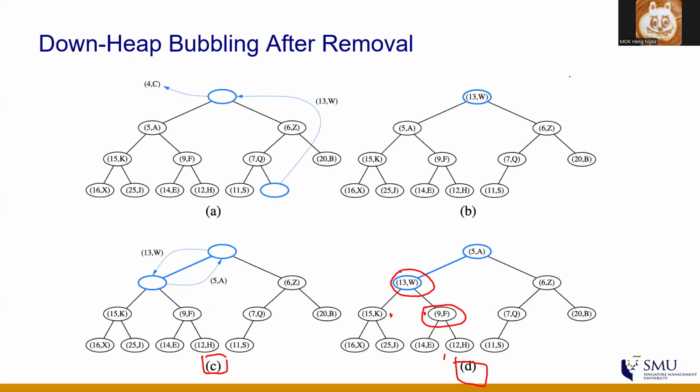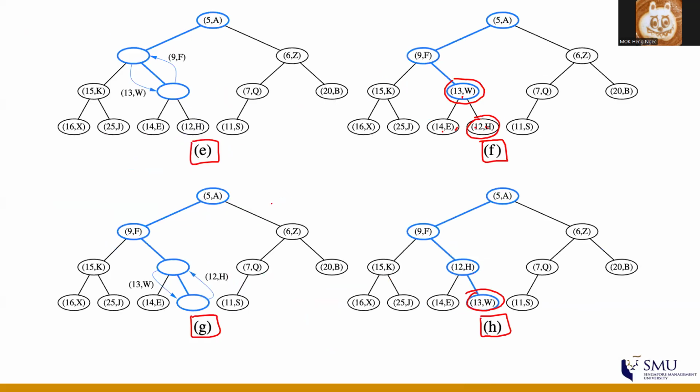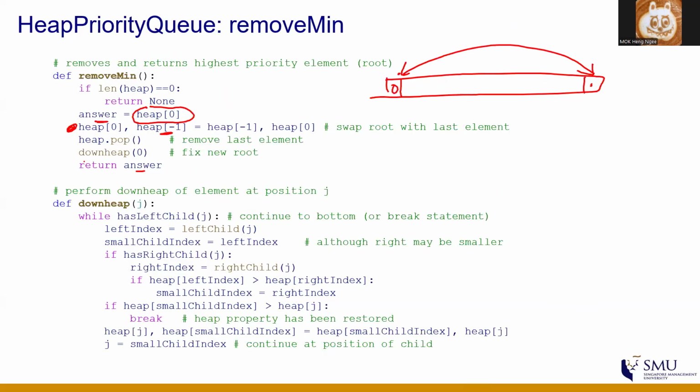It will be this situation. This is at position 0 and this is at position n. Then I remove the last element in the heap. After swapping, I just throw this away, that was the previous root. And then I perform a down heap. I pass in position 0, because this element may not be at the correct position. So the down heap happens here.